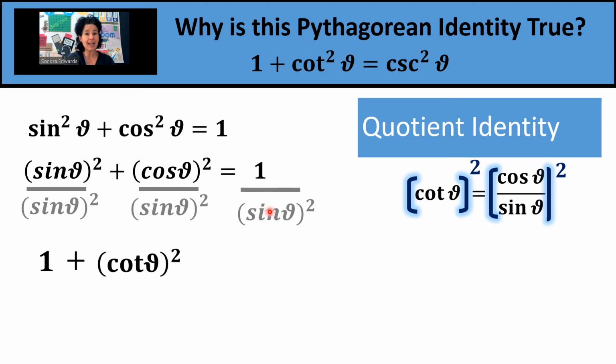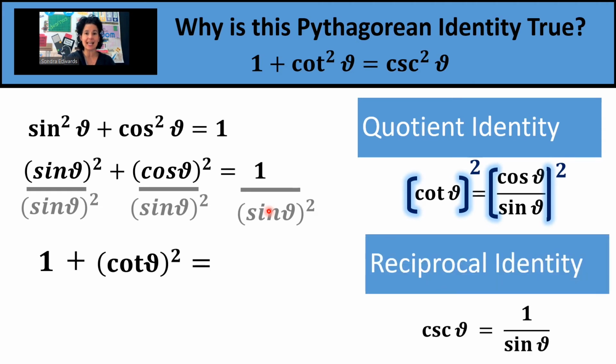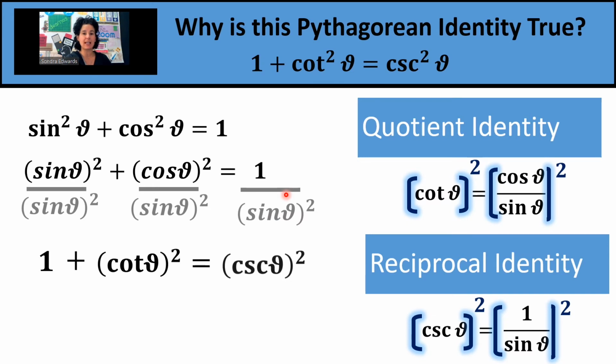Now 1 over sine of theta squared, 1 over sine should look familiar. That is a reciprocal identity. So squaring both sides, 1 over sine theta times 1 over sine theta is 1 over sine of theta squared. So we're going to be able to replace that with cosecant of theta squared. And we have just established this Pythagorean identity.